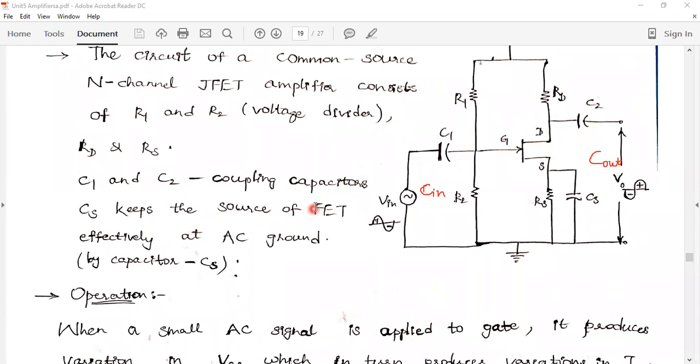CS keeps the source of the FET effectively at AC ground.